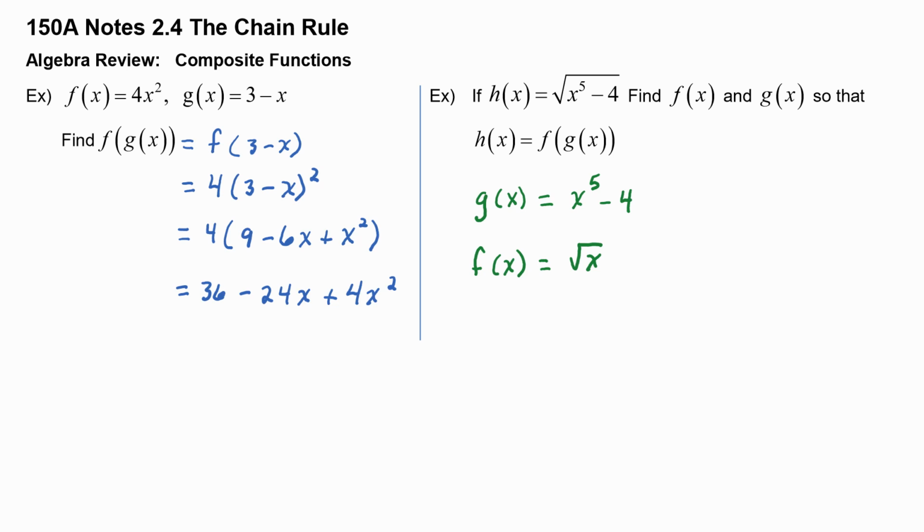Another option that could have worked was to let g of x be x to the 5th, and then f of x would have needed to be the square root of x minus 4. And once again, we let g of x become the input to f of x, and then that would have turned it into h of x.